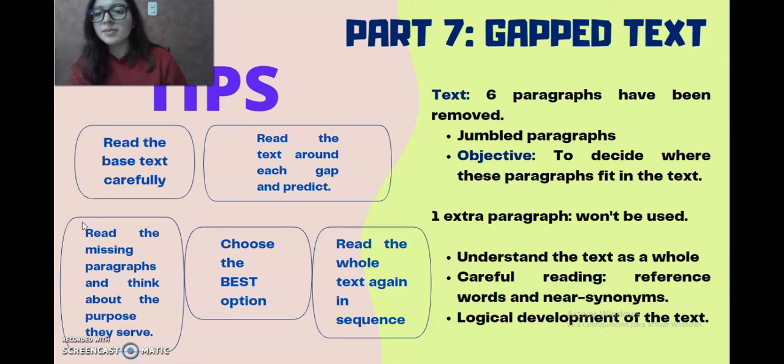According to the tips, first we have to read the base text carefully. Base text is, of course, the text with the gaps. Then we have to read the text around each gap and predict. Afterwards, we have to read the missing paragraphs and think about the purpose they serve. So it's also prediction. Of course, there will be certain options that make sense in that gap, but there's always one best option. That's why we have to choose it. And finally, we have to read the whole text again in sequence to see if the text makes sense.